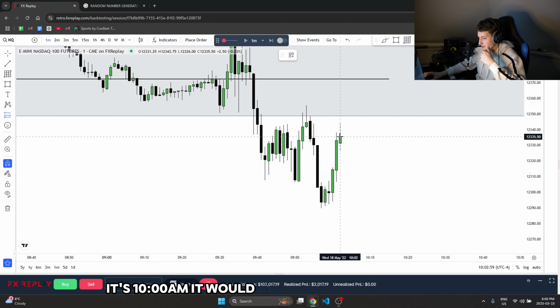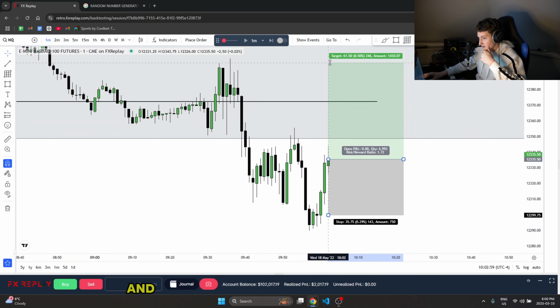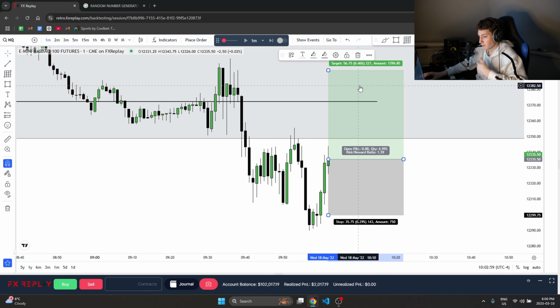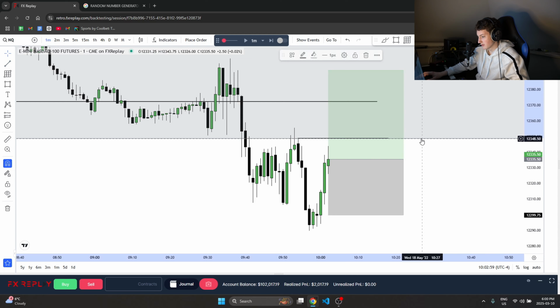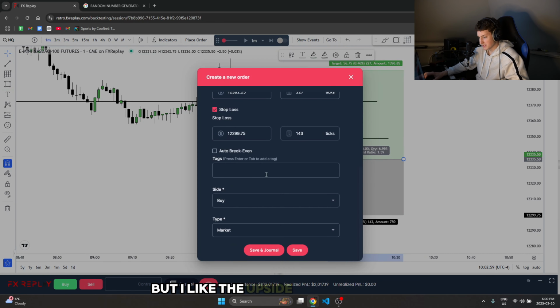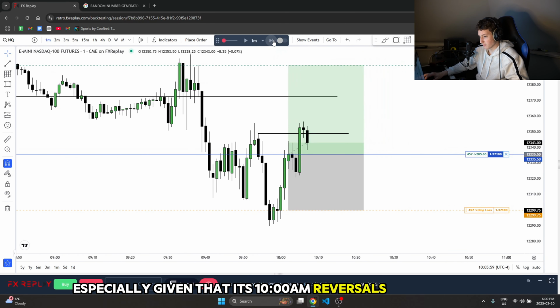It's 10 a.m. It would be a good 10 a.m. reversal. So let's give this trade a shot and go for a nice little risk to reward here. 1.6. I'm just gonna go break even a little early on this one because it's a little risky, but I like the upside potential, especially given that it's a 10 a.m. reversal. It's worth a shot.